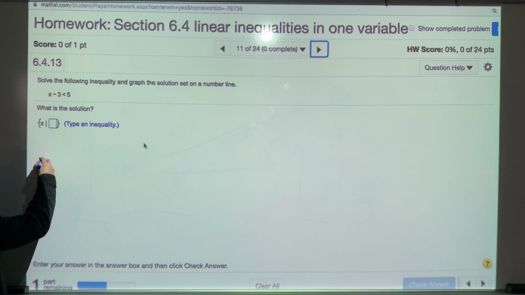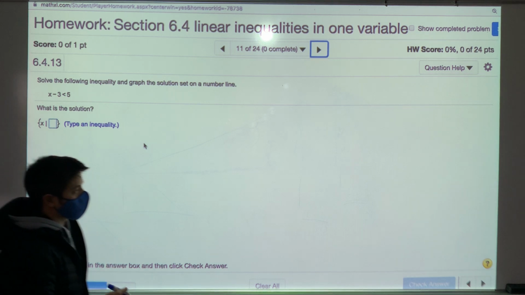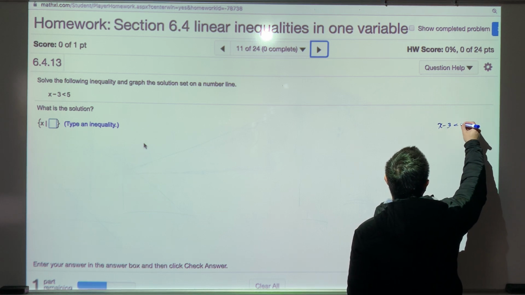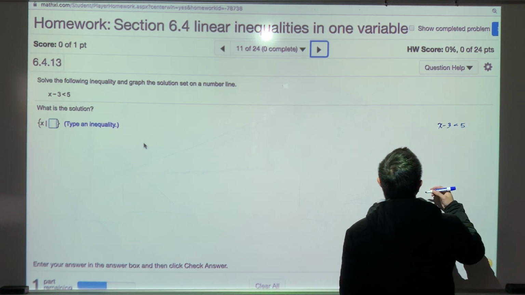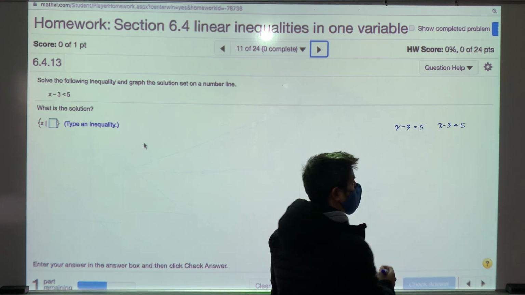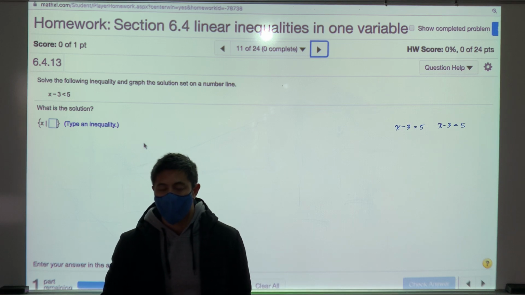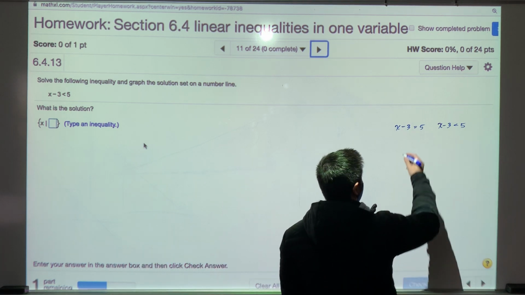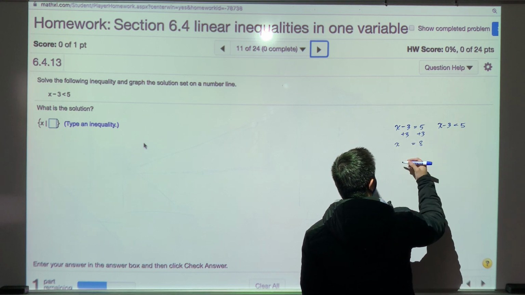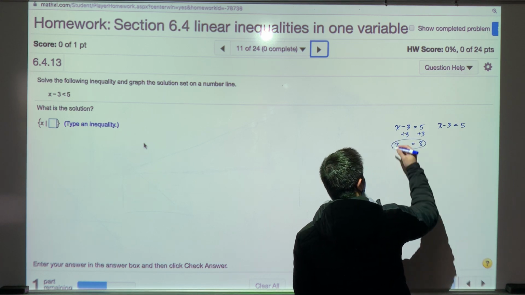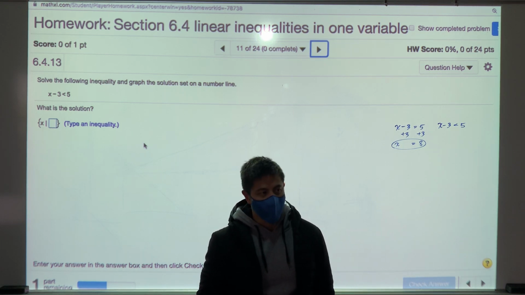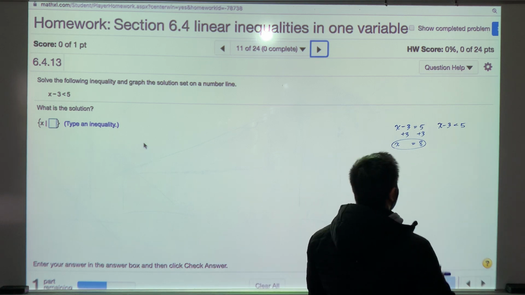I have x minus 3 is less than 5. You know what I'm going to do? I'm going to do it over here, just in case. x minus 3 is less than 5. If this were an equal sign, let's say it was x minus 3 equals 5, we would know exactly what to do with this problem. We would add 3 to both sides to isolate the variable, and so in this case, x would equal 8, as in a problem from a previous section. All stuff that you guys have done many times.